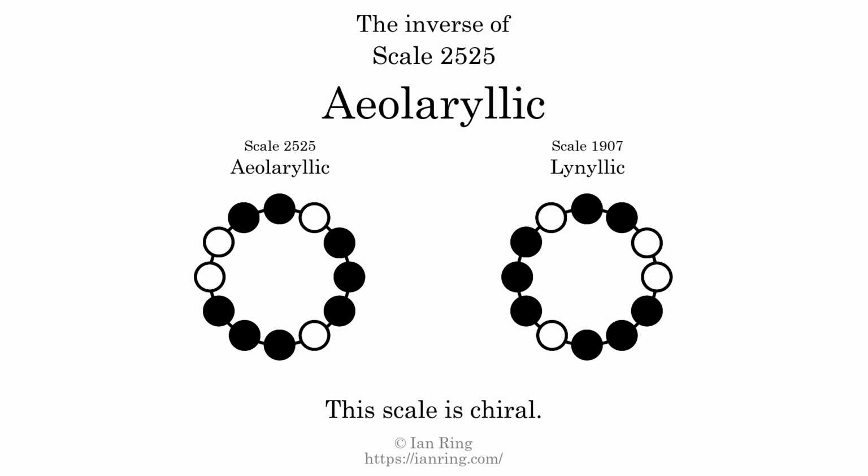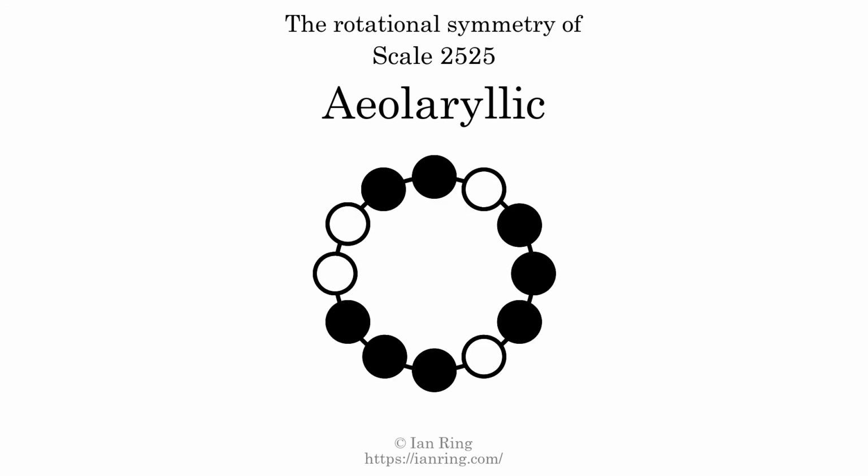The inverse of a scale is a mirror image. It is what you get when the sequence of intervals is reversed. The inverse of this scale is scale 1907, also known as linearlic. This scale is chiral. It cannot transform into its inverse by rotational transformation. This scale has no rotational symmetry.